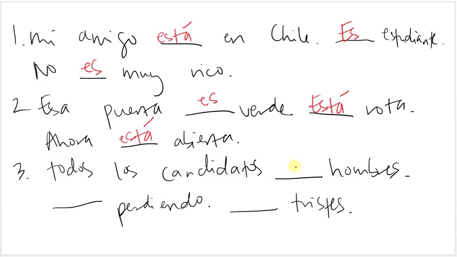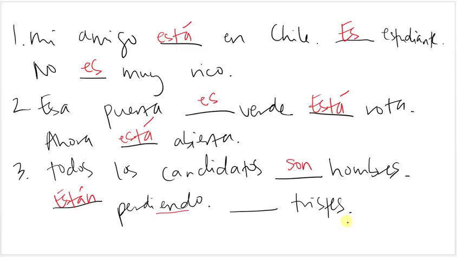Todos los candidatos, so all of the candidates are men. That's probably an inherent trait. I'm assuming it's not going to change within the next 5 minutes, so we're going to use ser. Todos los candidatos son hombres. They are losing. We have the ing here. Remember that ing, we always use estar. So, están, con acento, perdiendo.